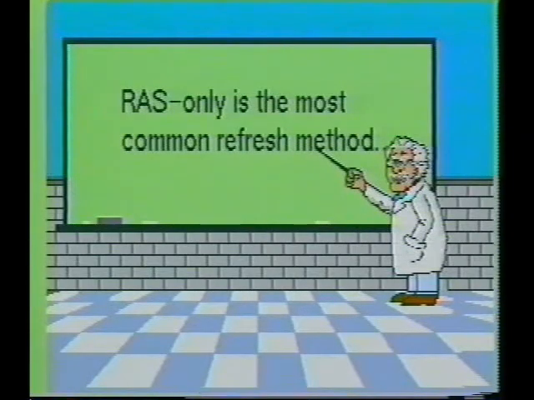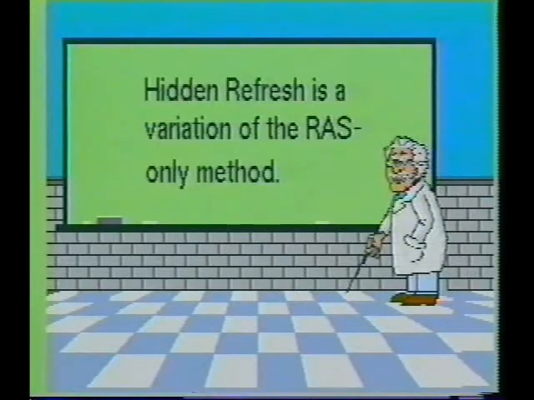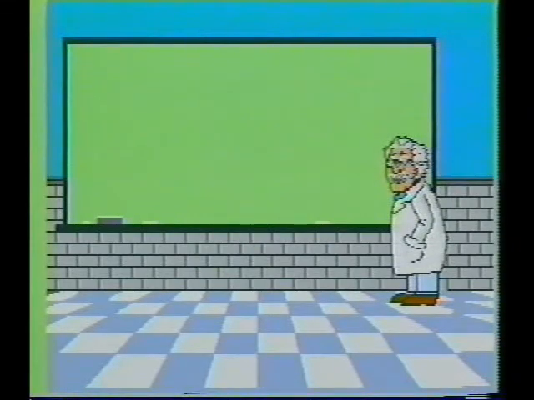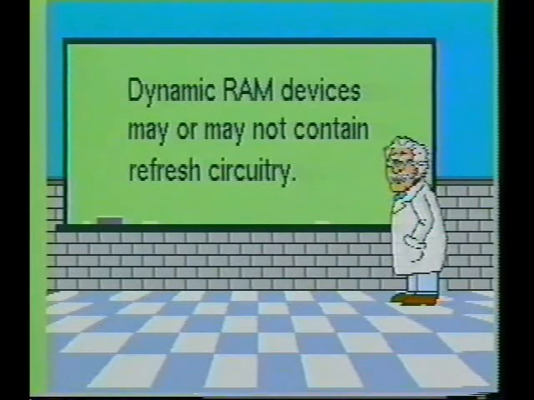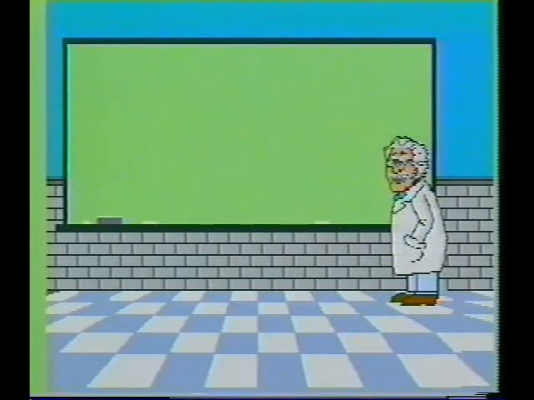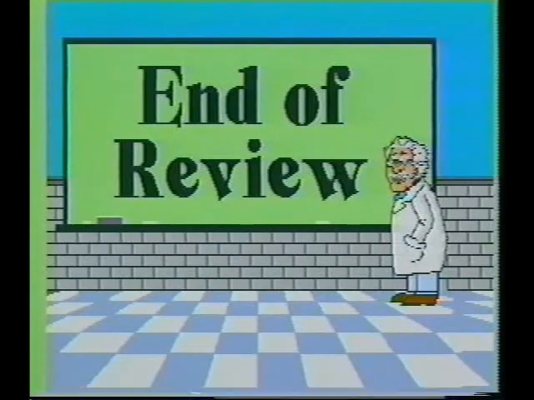The most common refresh method is the RAS-only refresh. This allows one row to be refreshed at a time. The hidden refresh is another variation of the RAS-only refresh cycle. The primary difference is that the data remains valid at the output. Dynamic RAM devices are available with the refresh circuitry contained within the dynamic RAM IC. Separate dynamic RAM controller ICs are also available. This concludes review number 6. Next we will examine a mass storage system called magnetic bubble memory.